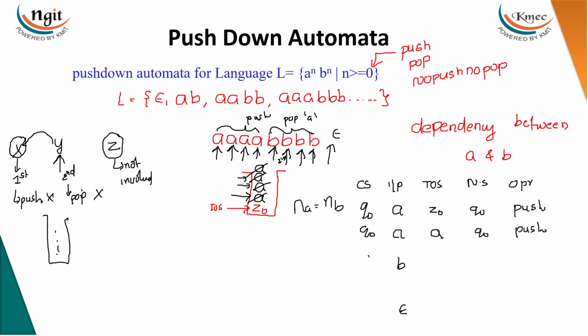Right. Then for Q0, if the input symbol is B, what is the top of the stack? It must be only A, because for every B, we must have the A, right? A, then which operation we have to perform? Pop. But here I am changing the state to Q1.